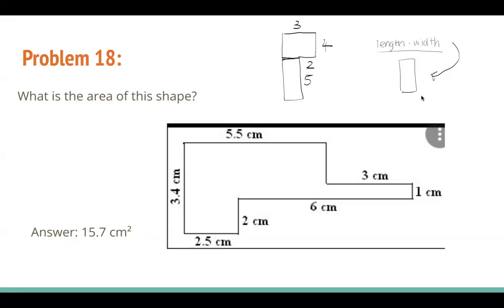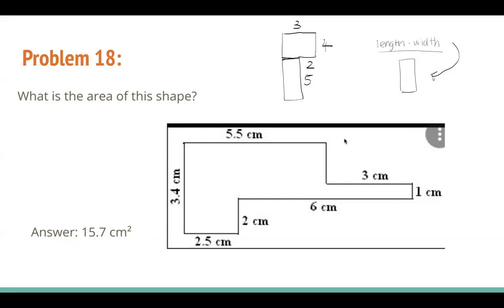Madam, please, Evangelina said you should go over the area of the rectangles. You want me to go over what the formula is for the area of a rectangle? Not me, Evangelina. Oh, okay, yeah. I can go over it.